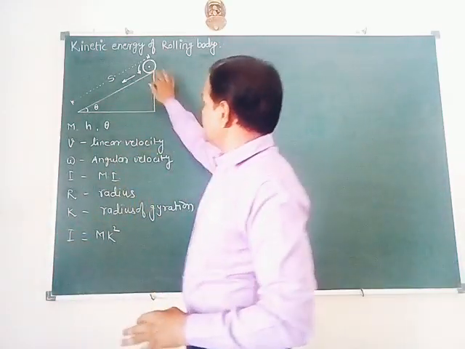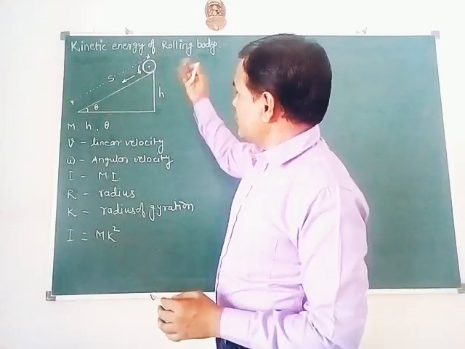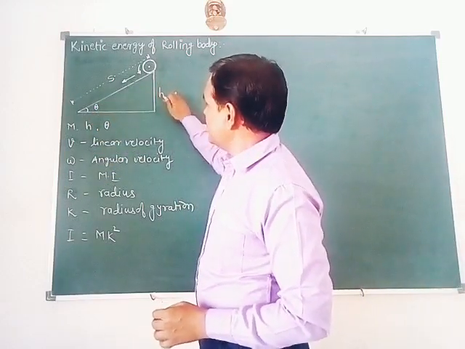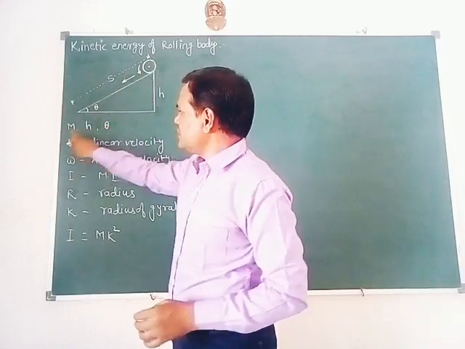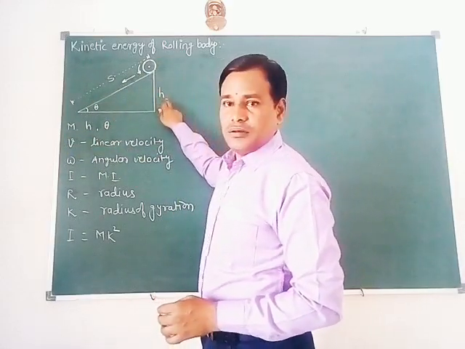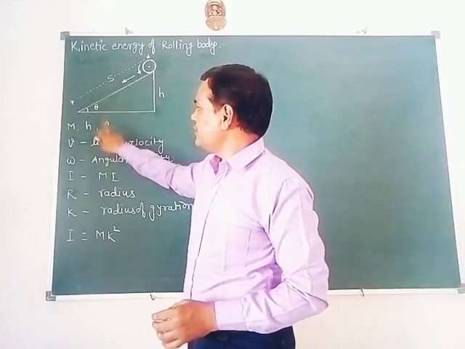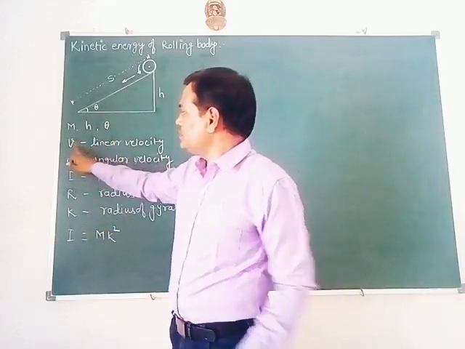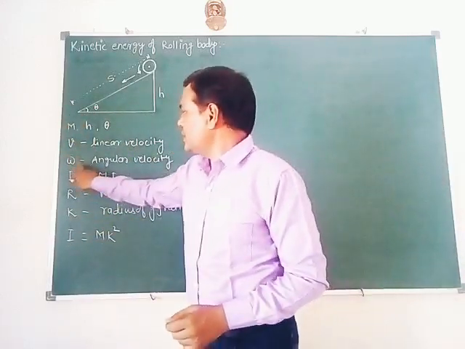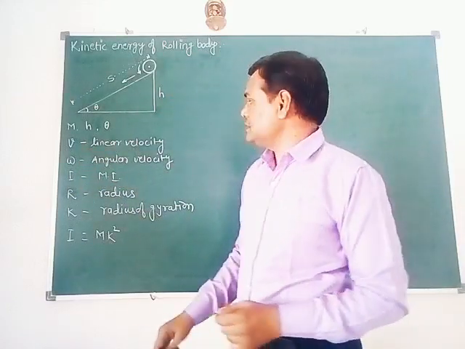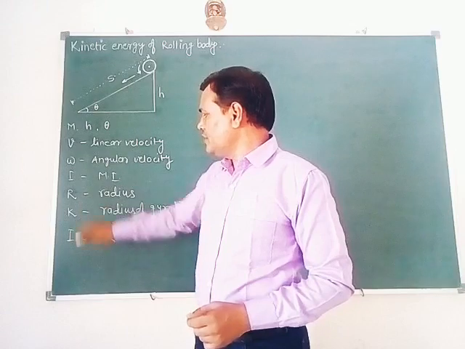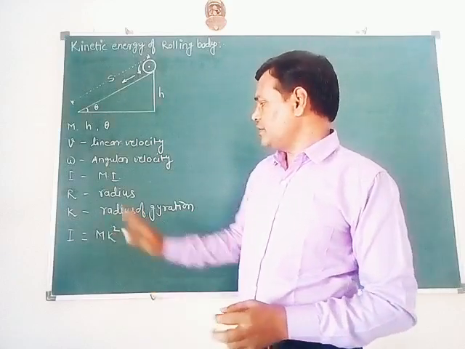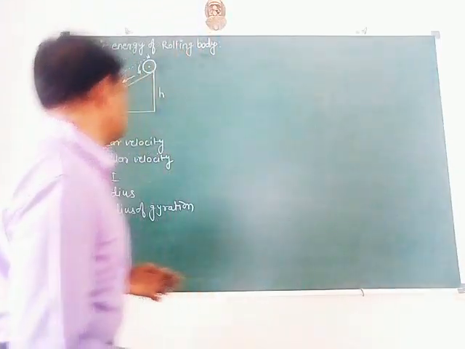So consider first object is placed at the highest point of inclined plane, which is inclined at an angle theta. Height of the plane from ground surface is h. This object has mass m. Height of the surface is h. Inclination angle is theta. Initial velocity is 0. Its final velocity becomes v at the bottom point. Omega be the angular velocity while rotating about its axis. I be the moment of inertia. R be the radius. K be the radius of gyration of that object. And I equal to m into k square, where I is moment of inertia in terms of radius of gyration.